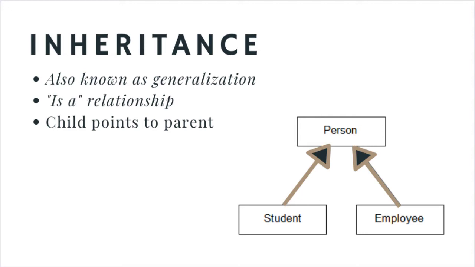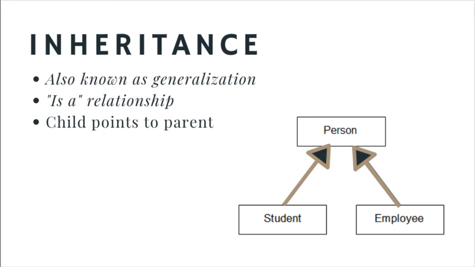So again, a student might have a class list. An employee might have a position or a salary or some sort of payment information to get paid. A student might have a pay method to pay for classes. So they're going to have specific details that make them unique from each other, but they're going to have common details. Those are their commonalities. And that's where inheritance comes in handy.